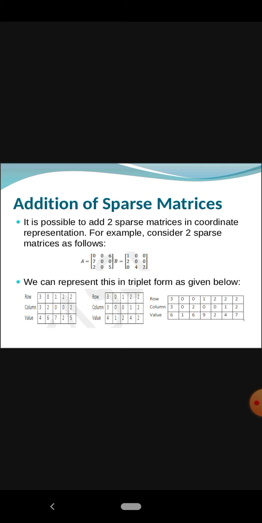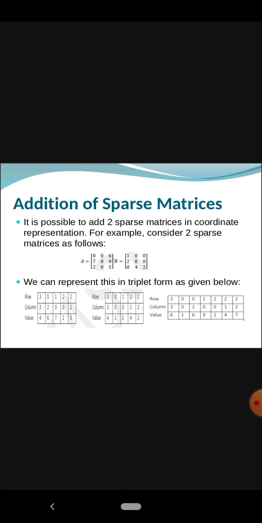And let's see how we can add in a sparse matrix. So it is possible to add two sparse matrices in coordinate representation. For example, consider two sparse matrices as follows. Here A is equal to 0, 0, 6, 7, 0, 0, 2, 0, 5, and B is equal to 1, 0, 0, 2, 0, 0, 0, 40, 4, 2. So in both these matrices, we have only 4 values out of 9.